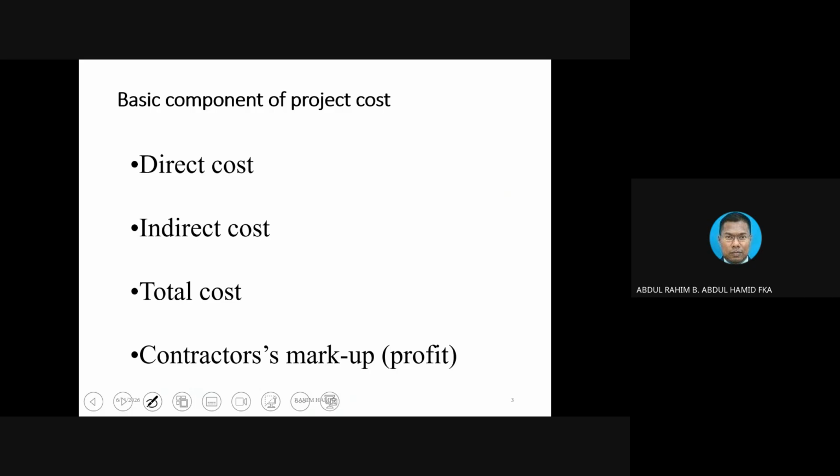So first things first, project costs, or what we call construction costs: the money needed to construct things. The contractor normally has to buy material, bring in a large number of manpower, and of course bring in machinery. These three items go into the direct costs. The direct cost is a very big component of the total construction cost, normally around 90%.